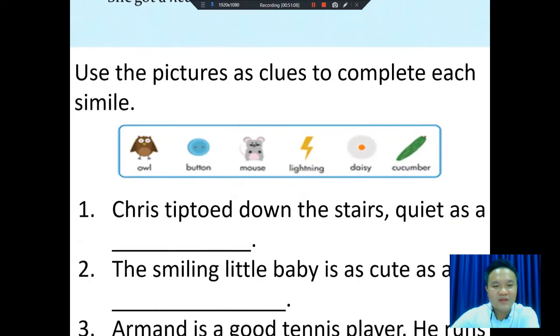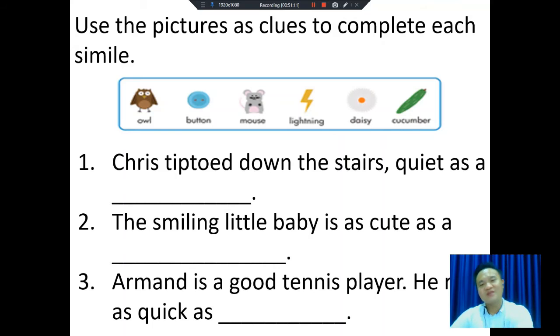Okay, let's look at the next one. I provided some exercise for you. Okay, so you can spend some time to answer this exercise. We will go through this exercise together in this video session now. Okay, because of time constraint, I will just go through it with you. So number one, Chris tiptoed down the stairs, quiet as a. So the best answer here would be a mouse. Okay, quiet as a mouse.